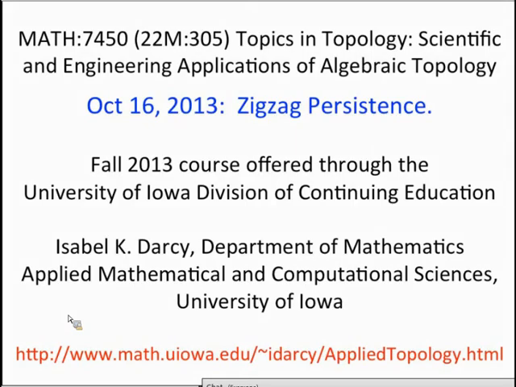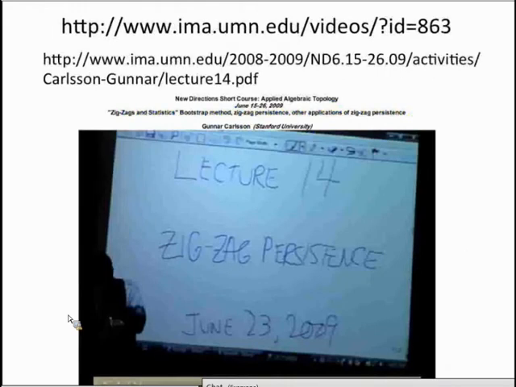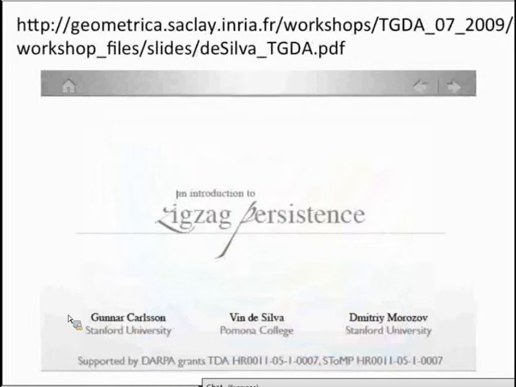So today I'll give a brief introduction to zigzag persistence, and then we'll talk about installing Dionysus on a Mac. The motivation for much of my lecture is Gunnar Carlsson's lecture 14 at the IMA videos from 2009. I also stole some slides from Vin de Silva, who gave this lecture in 2009 as well, and the slides are posted on this page, meaning I could steal a few of them.